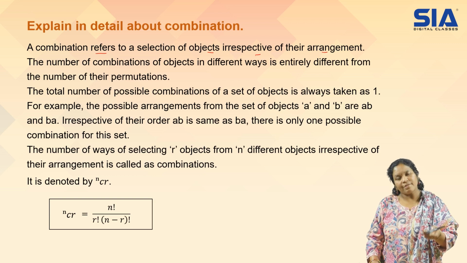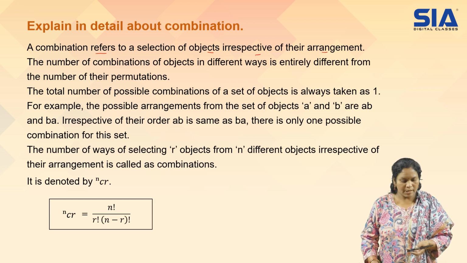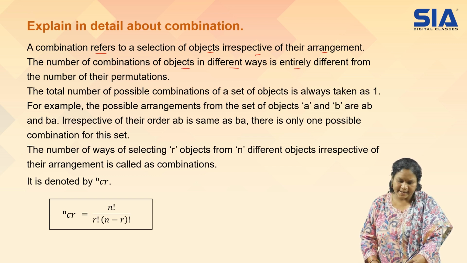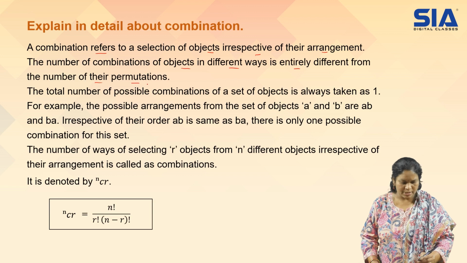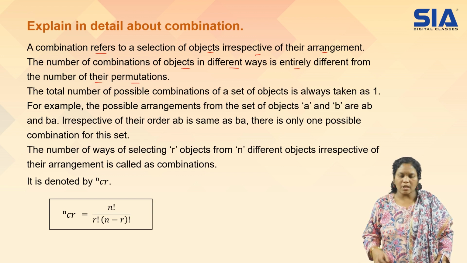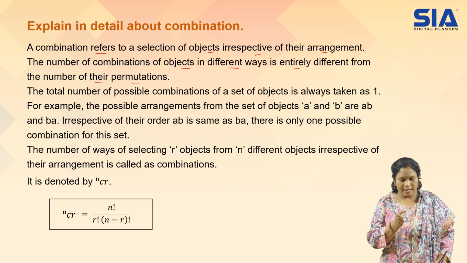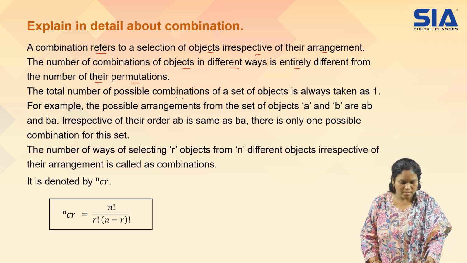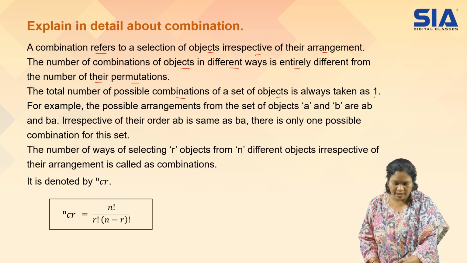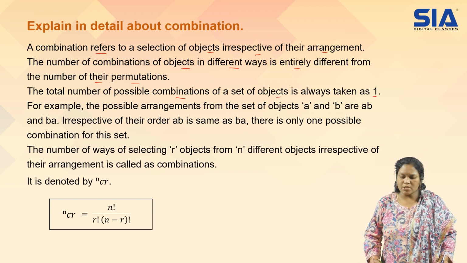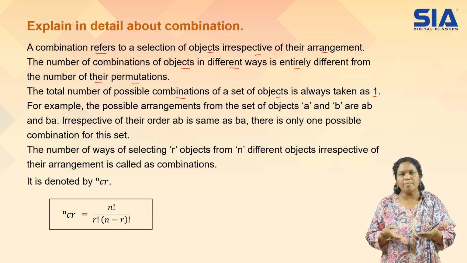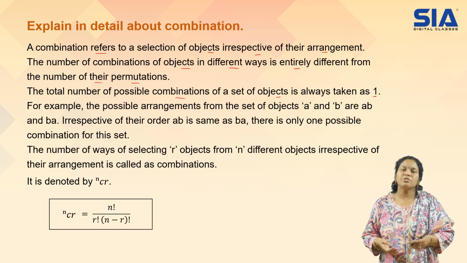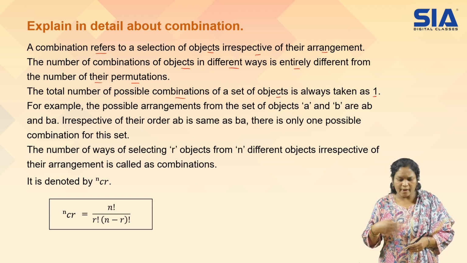Now we have different ways to that, and we have some formulas also. Let us check it out. The number of combinations of objects is entirely different from the number of their permutations. In permutations, I'll explain clearly what permutations actually are. Now let us completely concentrate on the combinations part. The total number of possible combinations of a set of objects is always taken as 1. So overall possible combinations will be considered as 1. Obviously we are discussing under probability, so probability always goes to 1. Here also, if you consider all the possible combinations, that entire thing goes to 1.